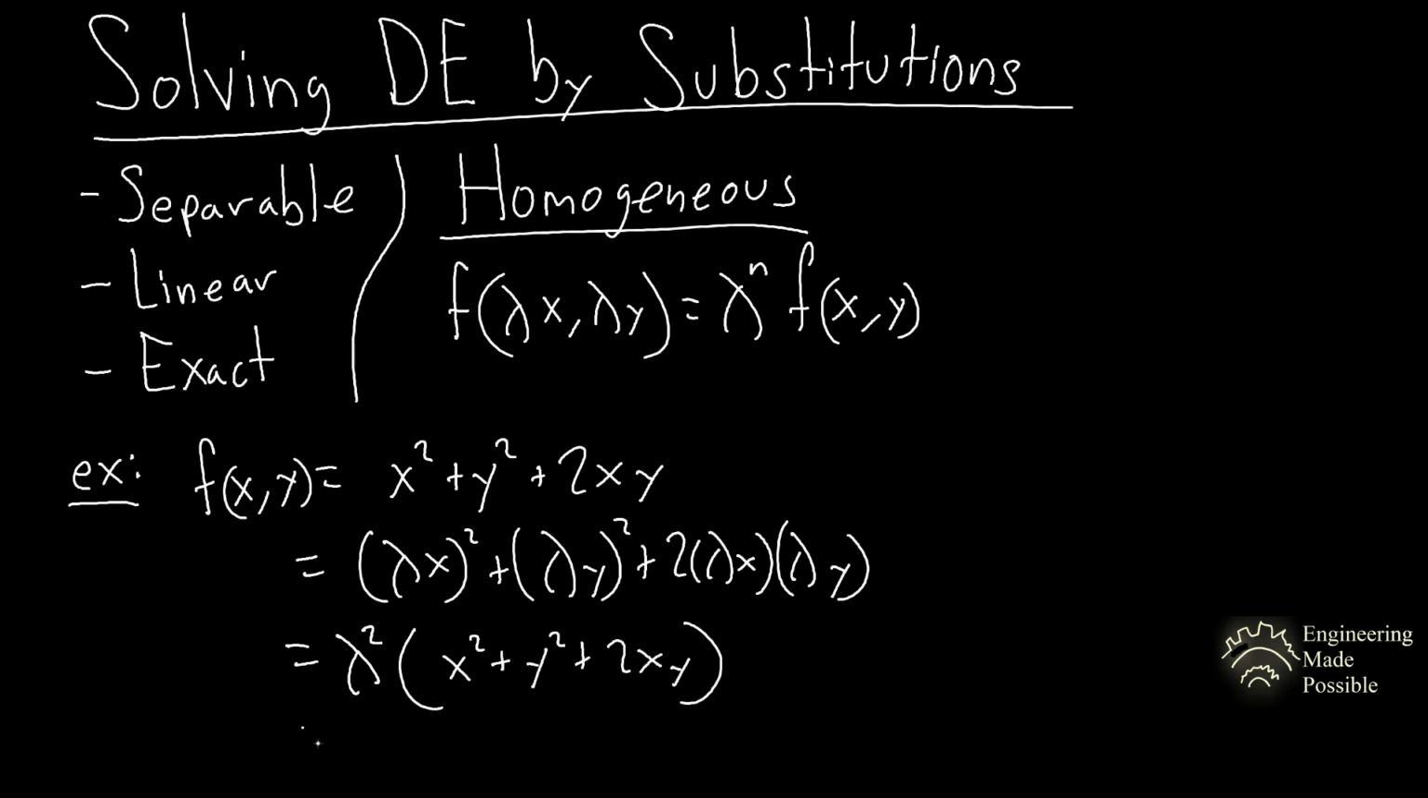So since in this case you were able to factor out the lambda, you have a homogeneous equation of second degree. So your power will be the degree of homogeneity of the differential equation. And this is how you test. So if it is in fact homogeneous, then you can use this method of substitutions.